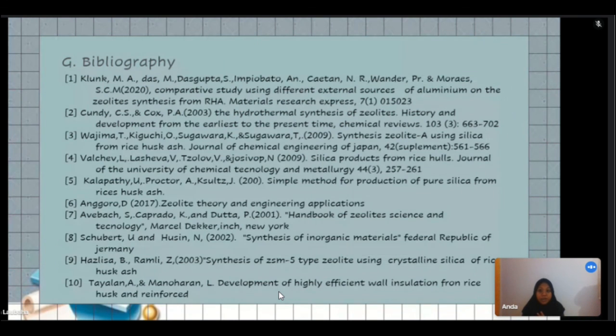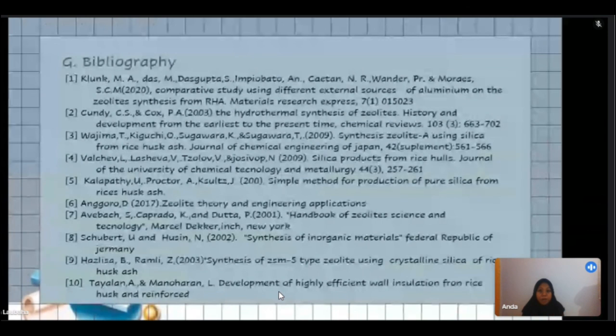And then bibliography and materials, zeolite synthesis.